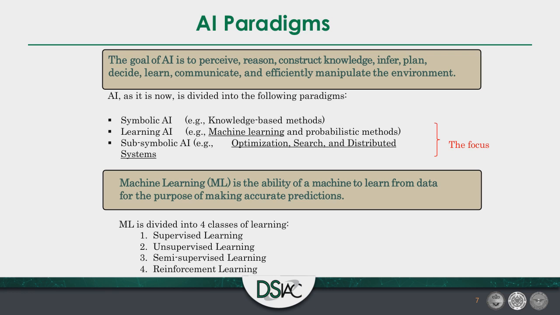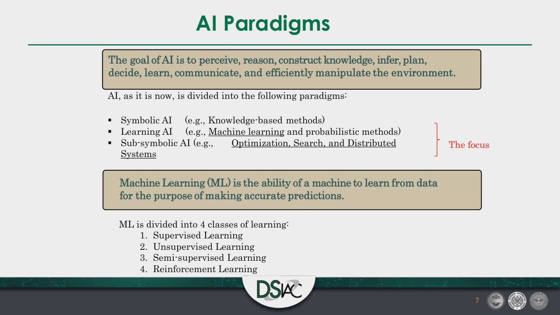So what is AI? The goal of AI is to perceive, reason, construct knowledge, infer, plan, decide, learn, communicate, and efficiently manipulate the environment. This is essentially the goal of an artificial intelligence machine. As it is now, it is divided at the top level into symbolic AI, which includes some of the earliest concepts like logic-based methods and knowledge-based methods. And then we have learning AI, which has machine learning and probabilistic methods, and some symbolic AI, which contains optimization methods, search methods, and distributed system algorithms, or multi-agent algorithm based methods. The focus will be mainly on machine learning and optimization, search and distributed systems, since a lot of the major advances in AI are based on these methods.